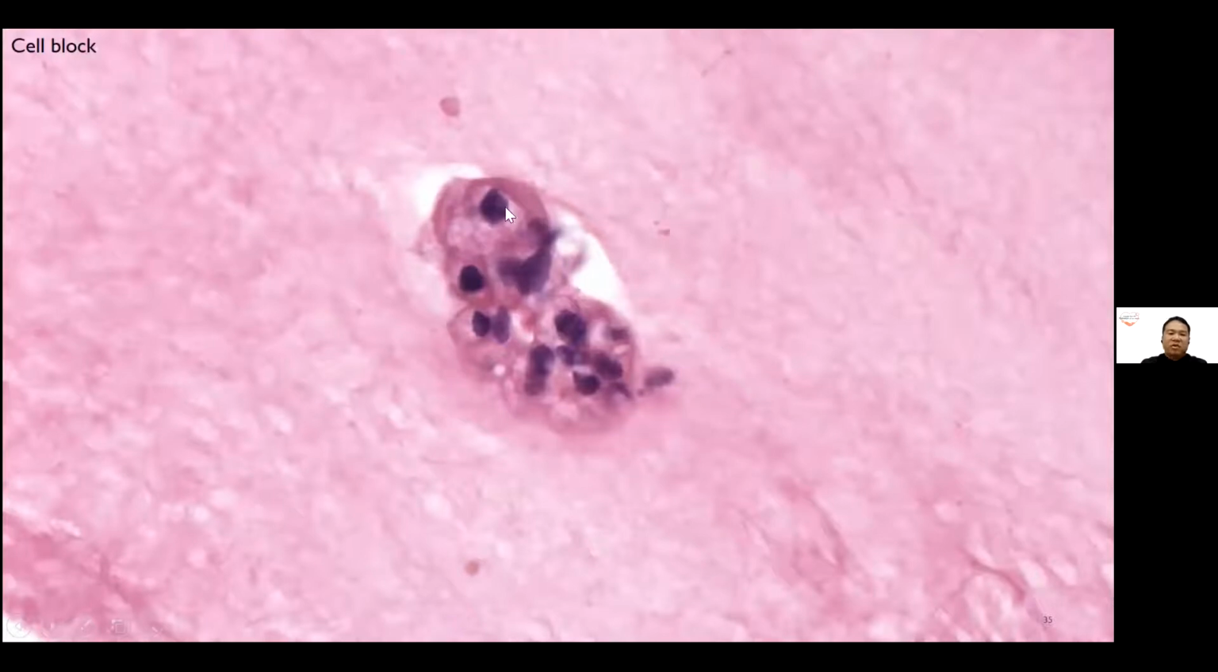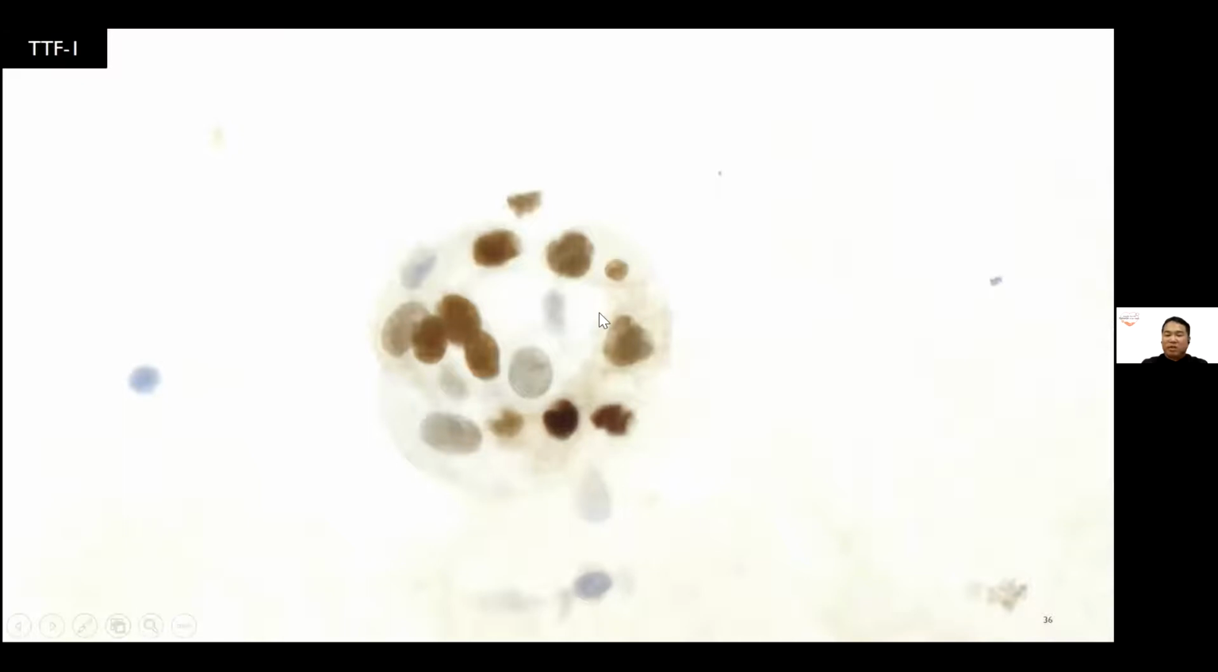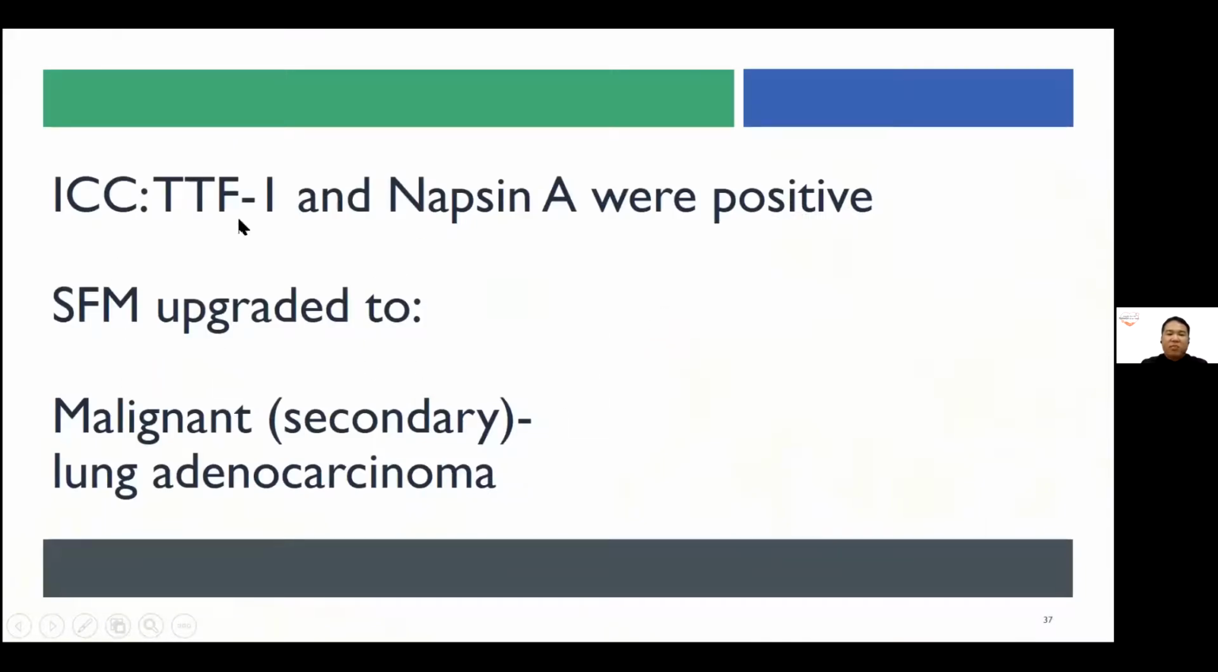And this is the cell block, as our impression about the metastasis. This cluster has a clear vacuolated cytoplasm and relatively lower NC ratio. So we do some adeno stains, and it's positive for TTF1. So we recommend it comes from lung adeno. So in our report, yes, it's a satisfactory adequacy, and the ICC, TTF1 and Napsin A are positive, and the suspicion for malignancy is upgraded to positive for metastatic lung adenocarcinoma.